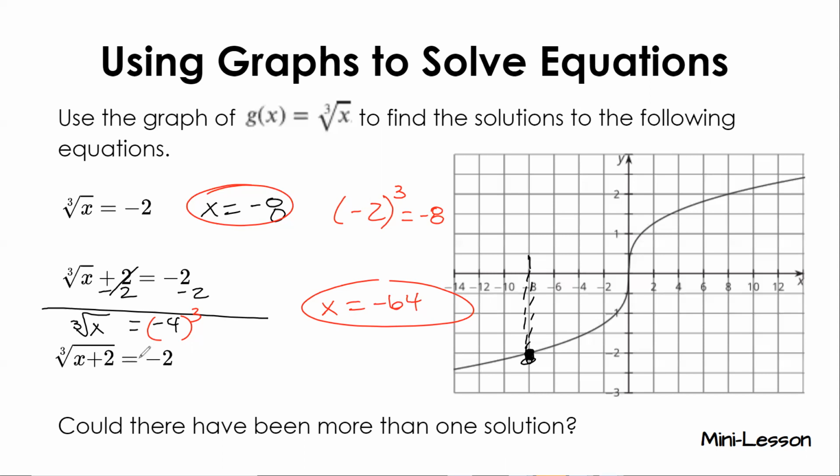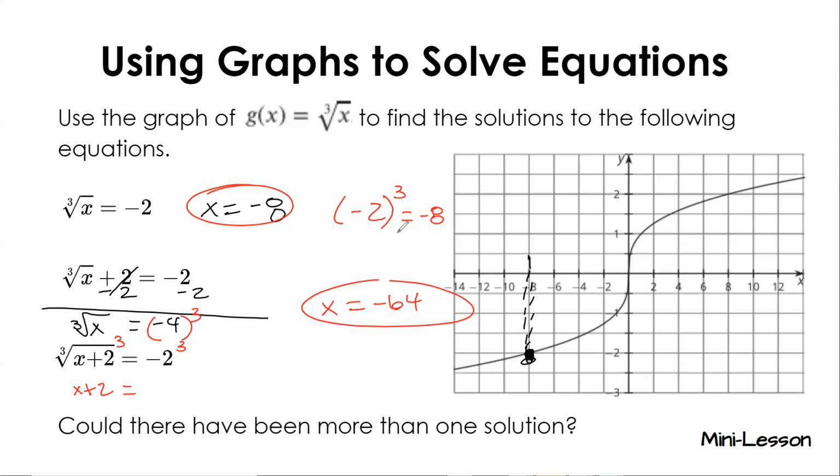Can you cube both sides on this? We're looking at the third one. Can you cube both sides on this one? Yeah. So if we cube this side, we get x plus 2. If we cube this side, what's negative 2 to the third power?